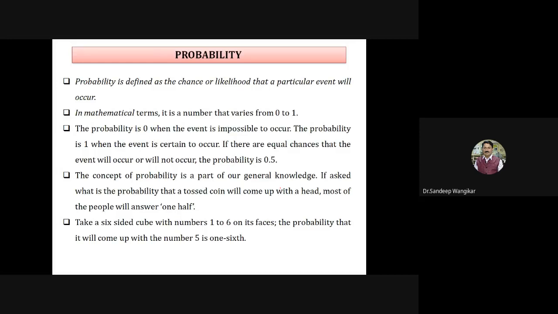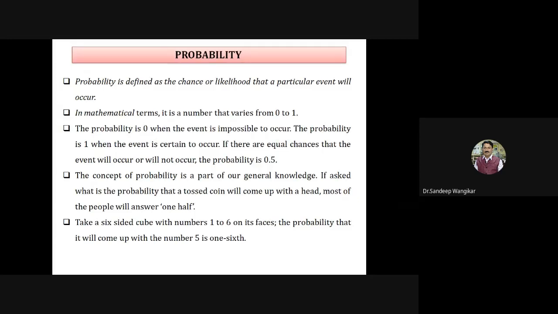So let us take one or two simple examples to give clarity on probability. The concept of probability is part of our general knowledge. If asked what is the probability that a tossed coin will come up with a head or with a tail, we can say the probability is 1/2, that is 0.5.